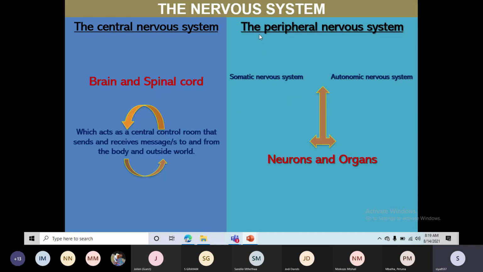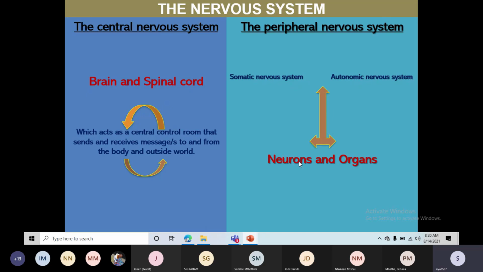Then we have the peripheral nervous system. The book says the nervous system comprises two main parts: the central nervous system and the peripheral nervous system. The central nervous system is made up of the brain and spinal cord. It can be compared to a central control room that sends and receives information to and from the body and the outside world.